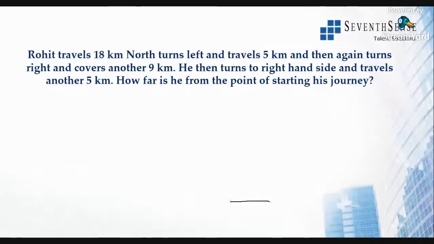This is the starting point. I'll assume this as A. So from A, Rohit travels 18 kilometers north. So I'll just take 18 kilometers here. Then what are they telling? He turns left. Left in the sense, from north to left is west. He travels 5 kilometers, so I'll just write 5.